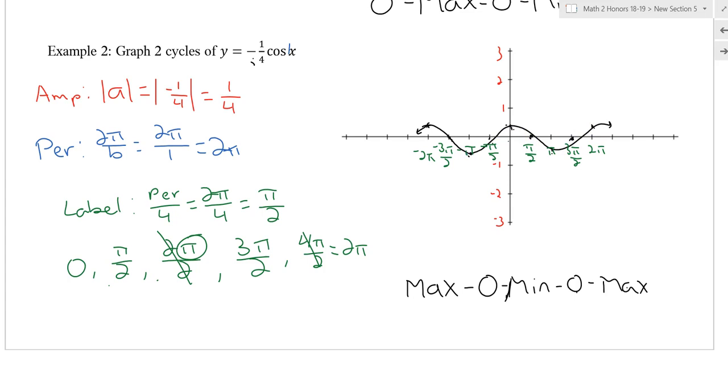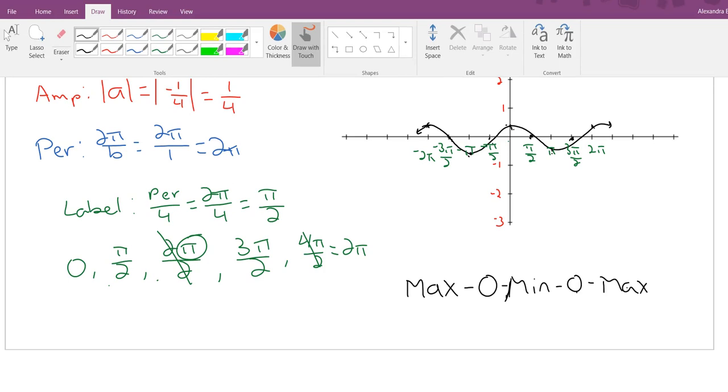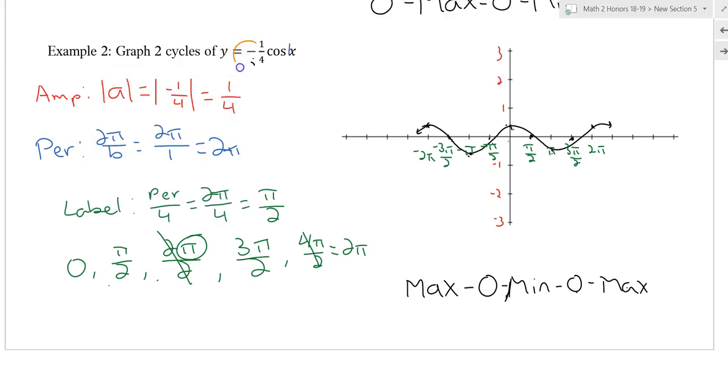Now, though, what the negative does is it flips it. So everything that's a max is actually a min, and everything that's a min is actually a max. So I'm going to flip that graph. The zeros stay the same, the maxes and mins flip. So the orange is what the actual graph of this looks like. The black is just helping us originally graph it, and then we have to flip it.